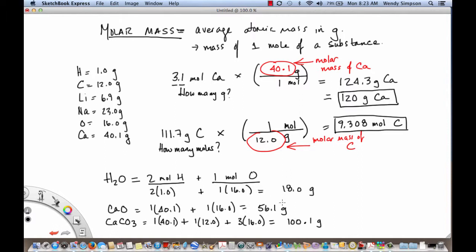So not only can we find the molar mass of any element by looking on the periodic table, but we can also find the molar mass of any compound by calculating it using the molar masses of the elements. Now what we're going to do in the next tutorial is apply this to some problems with compounds.